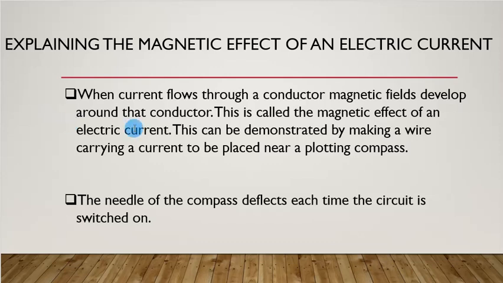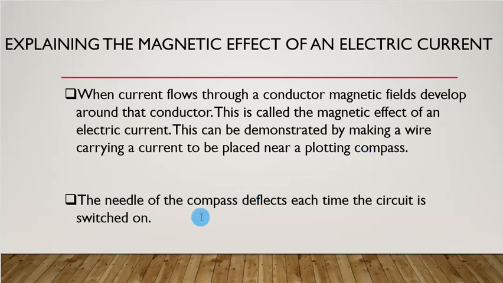So with these outcomes set, let us go straight into looking at exactly what the magnetic effect of an electric current is. When current flows through a conductor, magnetic fields develop around that conductor. This phenomenon, whereby a conductor carries an electric current and magnetic fields develop around it, is what we call the magnetic effect of an electric current. A magnetic field cannot be seen, but its effects can be felt. We can demonstrate this by placing a wire carrying an electric current near a plotting compass.